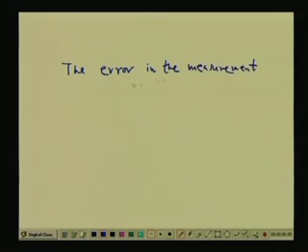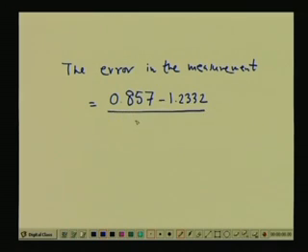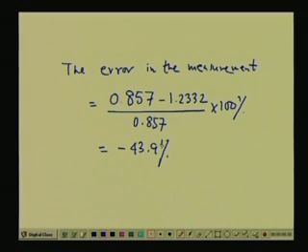So, therefore, the error in the measurement is 1.2332 minus 0.857 upon 0.857 into 100%, which is giving an error of 43.9%. So, this is the answer to the problem. So, with this I come to the end of lesson 21, where we have solved all the problems.